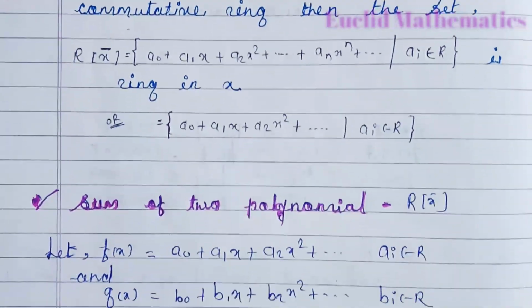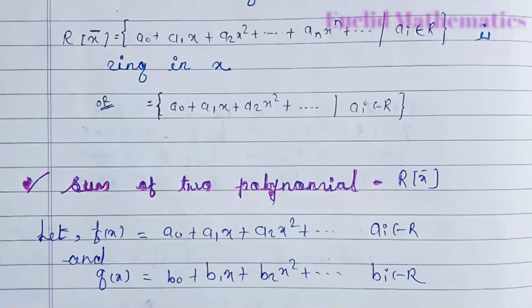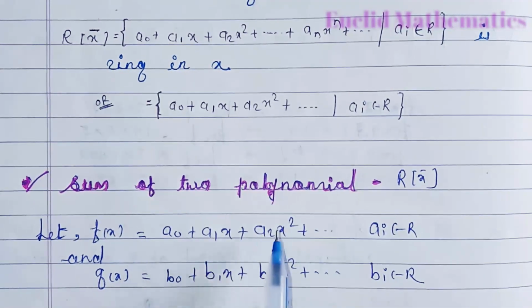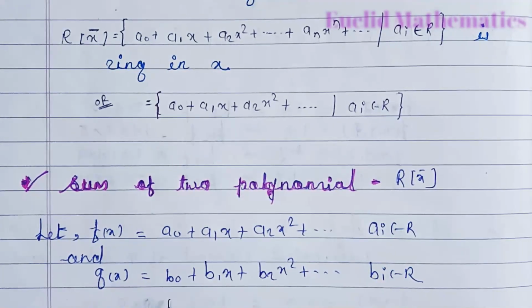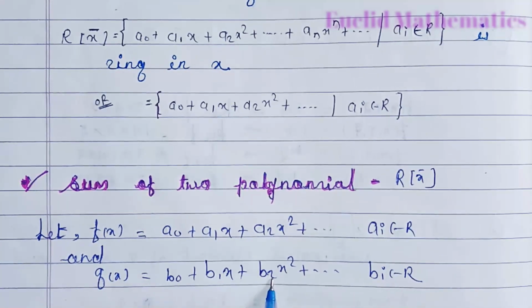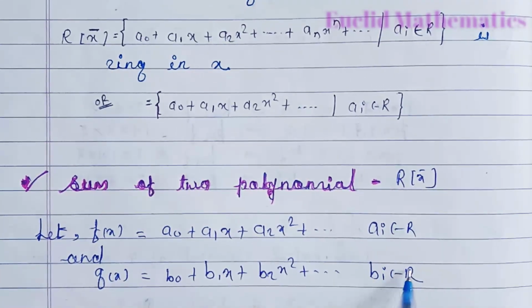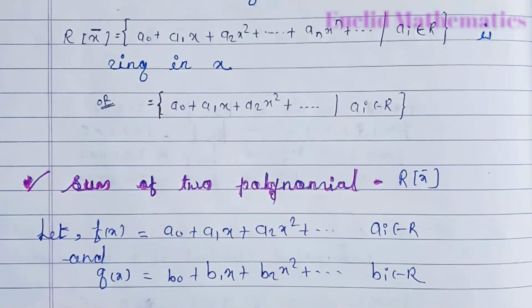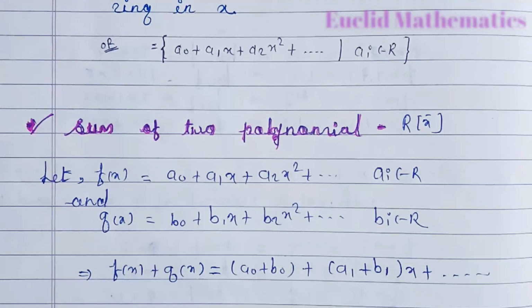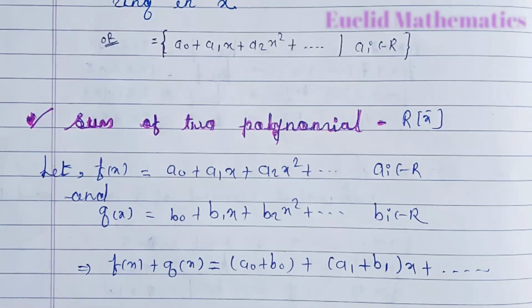So here, for the sum of two polynomials, I consider f(x) as the polynomial a0 plus a1x plus a2x squared and so on, where all ai belong to R. And similarly g(x) is b0 plus b1x plus b2x squared plus so on, where all bi belong to R. Okay, so I consider here two polynomials. Now let's see how we can add these two polynomials. So you can see here their addition, f(x) plus g(x).